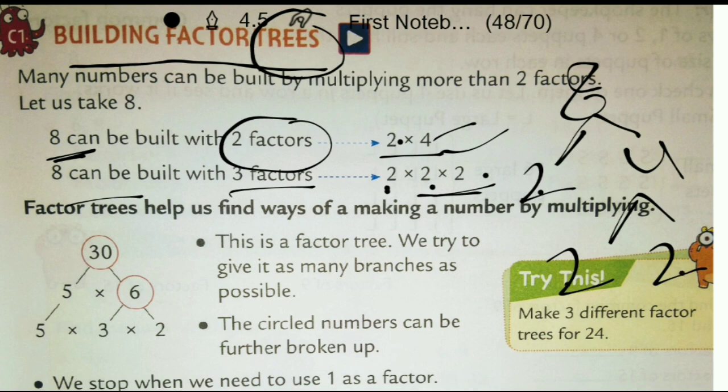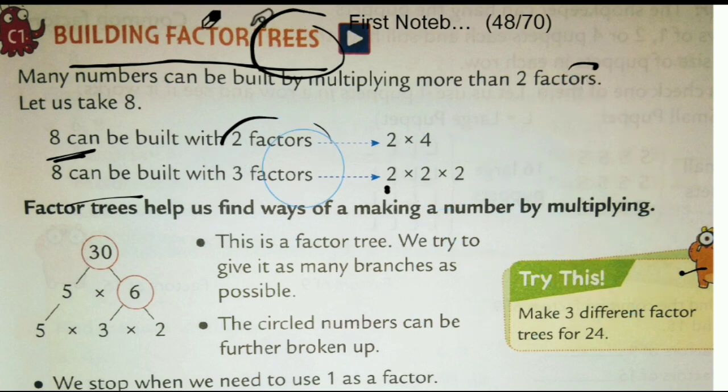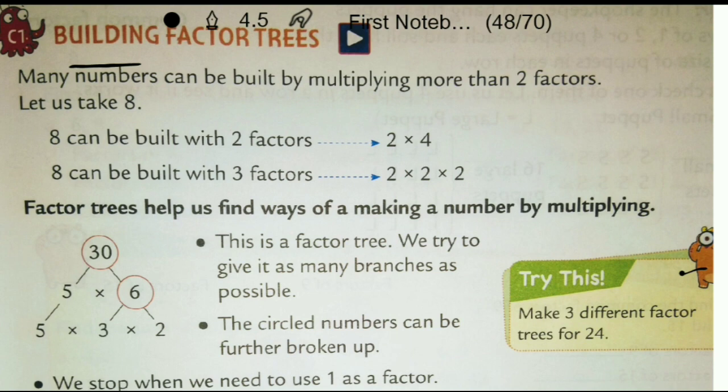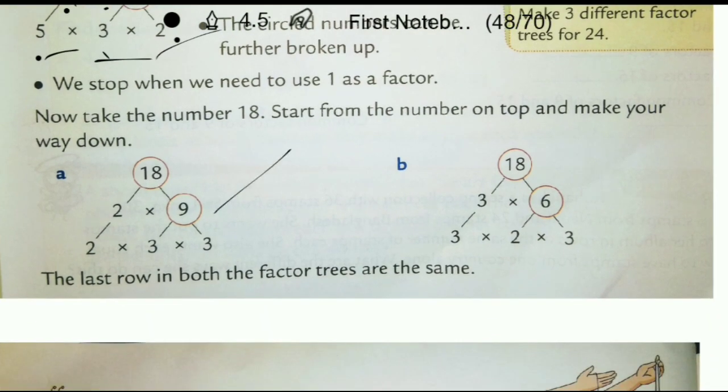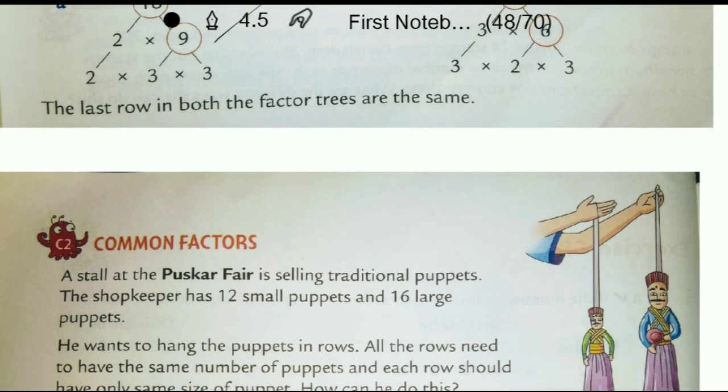In this one, one more example is given here, that is 30. So how to find the factor tree of 30? We know that 30 will come in 5 and 6. 5 sixes are 30, and this 5 will come in only the 5 table, so 5 remains the same, and 6 we can write as 3 into 2. So the factors of 30 are 5 into 3 into 2. So these are some more examples of the factor tree method.